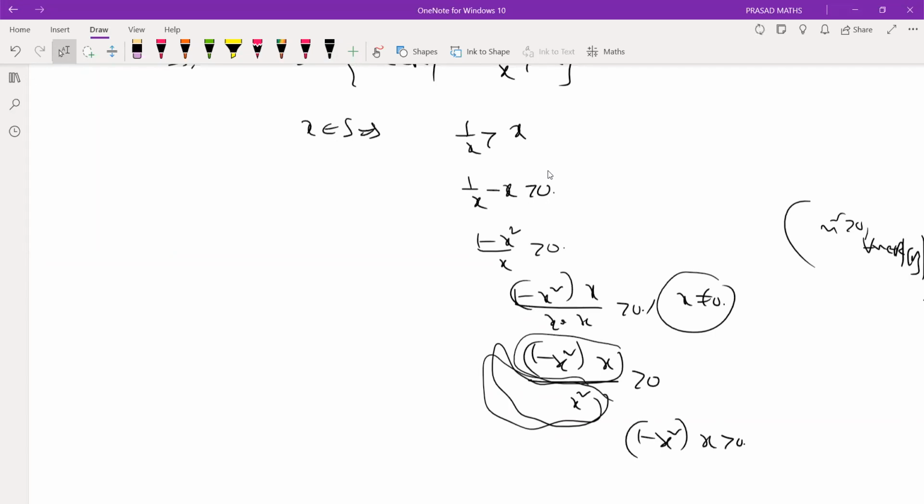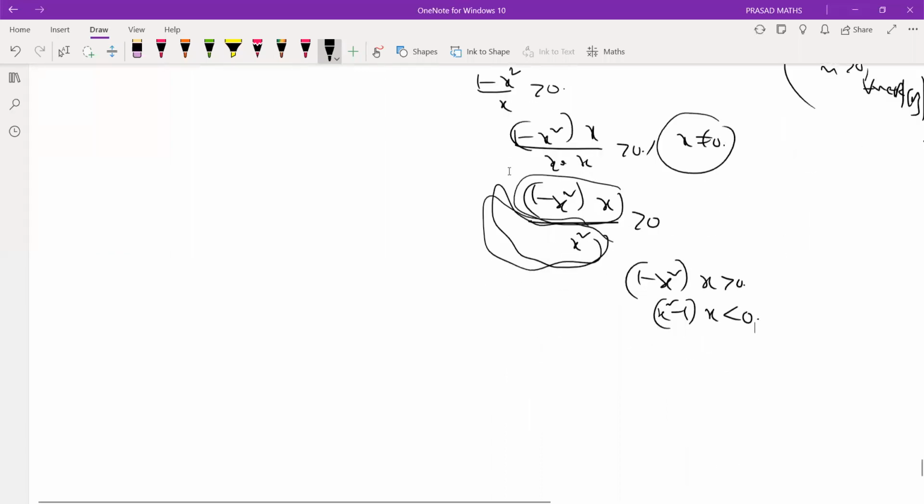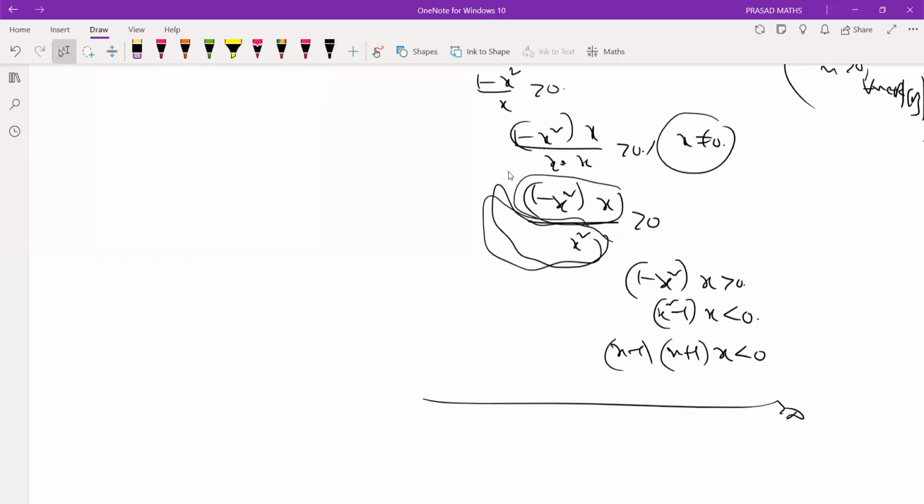The product of positives is positive, so they have the same sign. Again, multiply with a negative sign. This is x squared minus 1. Multiply with minus, and we get less than 0. Again, using the number line technique, (x minus 1)(x plus 1)(x) is less than 0. So the critical points are minus 1, 0, 1. Right side plus, then minus, plus, minus. I require only the negative region. What is the negative region? Minus infinity to minus 1, union 0 to 1. So this is my set: (-infinity, -1) union (0, 1).